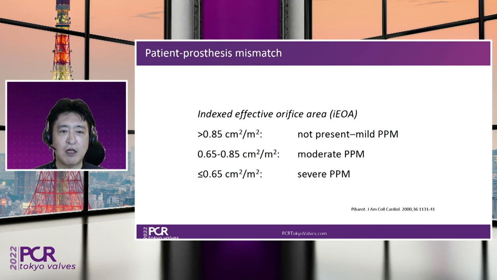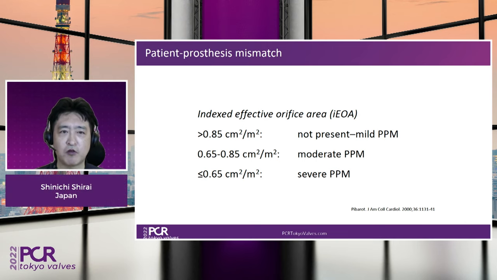Thank you very much. Small annuli also affect PPM, the patient-prosthesis mismatch. So indexed effective orifice area more than 0.85 means no PPM, 0.65 to 0.85 is moderate PPM, and equal to or less than 0.65 is defined as severe PPM.